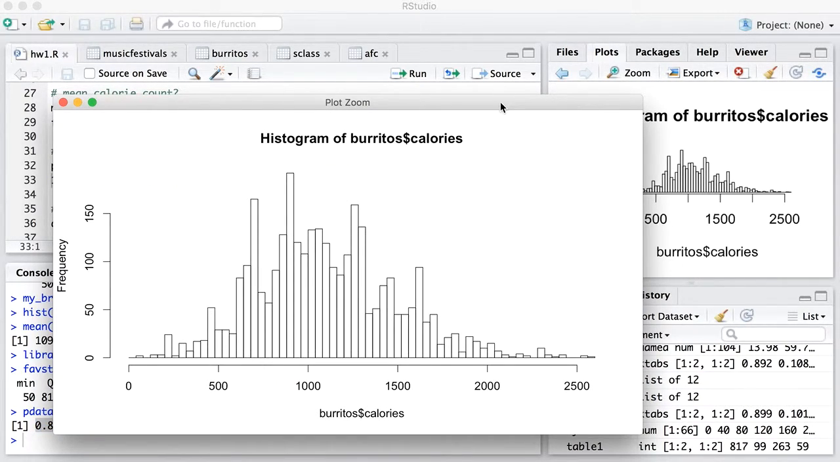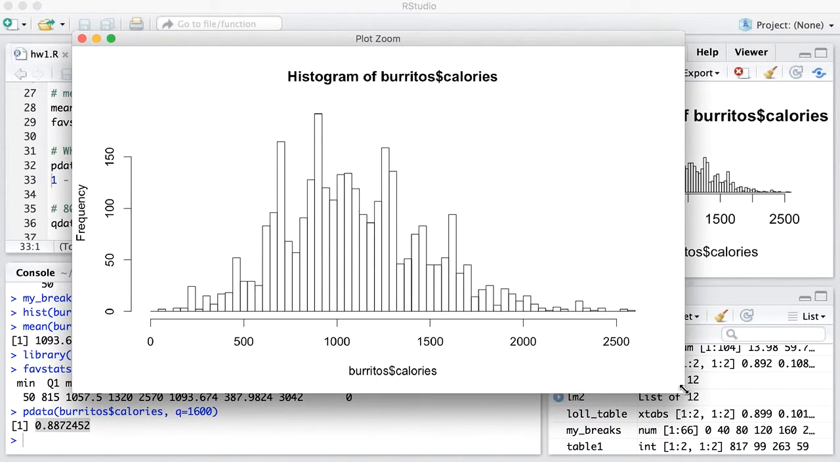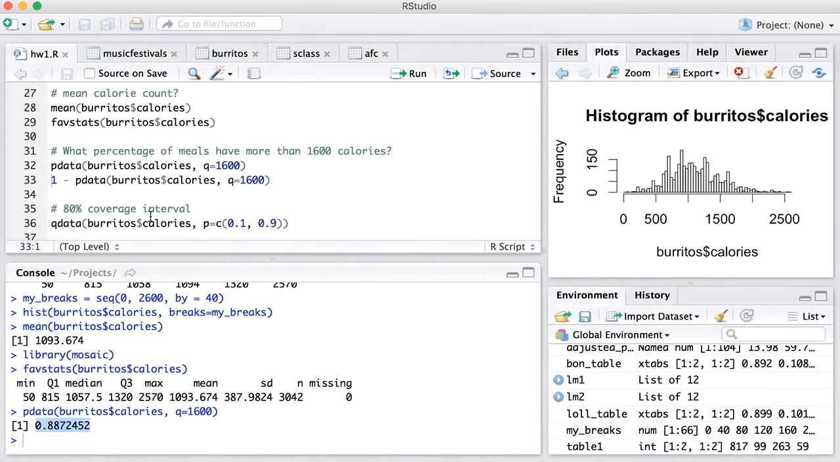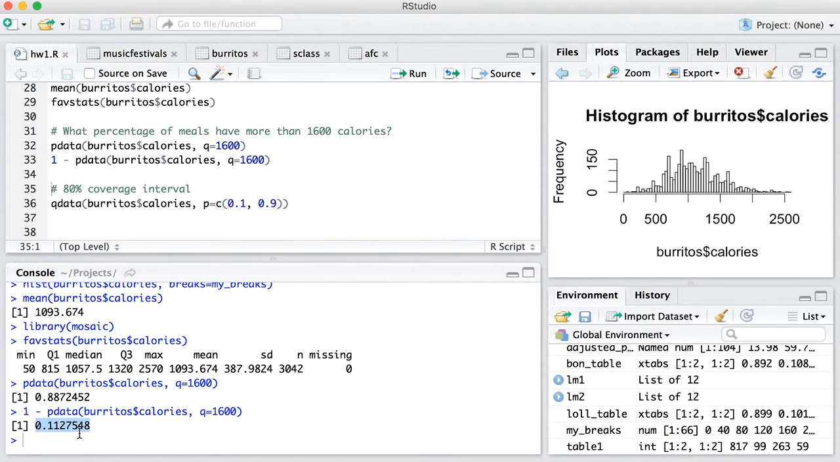And let's just check the histogram to see if that makes sense. 1,600 is about right here. And sure enough, it looks like about 88% are to the left, which means that roughly 12% are to the right, and that's the number we want. So it's not actually this 88.7. What we want is 1 minus that number to get us the fraction that are to the right rather than to the left. So what is that number? Looks about 11.2%. Those are the ones that are greater than 1,600 calories, meaning that 88.7% are less than 1,600 calories. Okay, so that's getting a probability or a level from a quantile here.